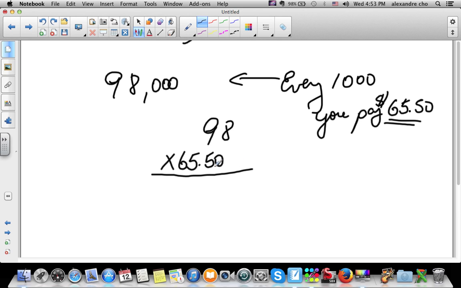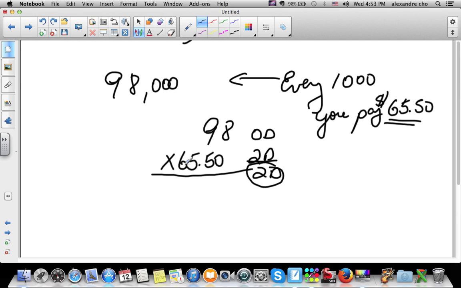I usually don't like to multiply with the number with more digits at the bottom. But, let's do it this way. 98 has 0 decimal places. 65.50 has 2, giving us a total of 2. And that tells us that our answer has to have 2 decimal places. Notice that I didn't line up the decimals. In multiplication, that's not necessary.